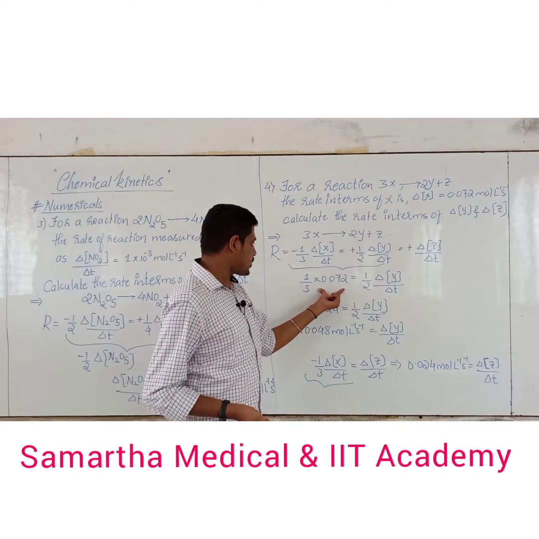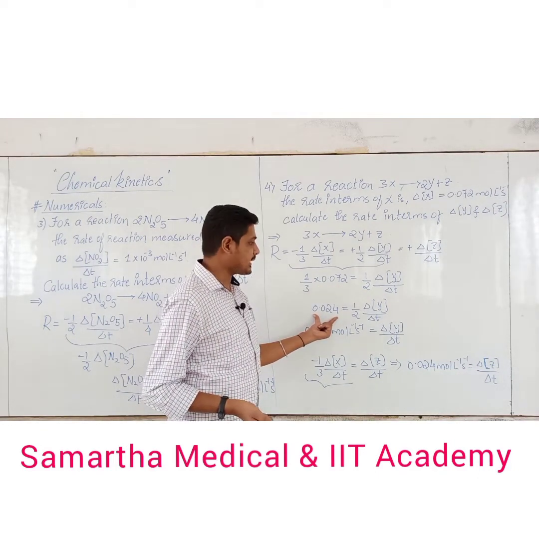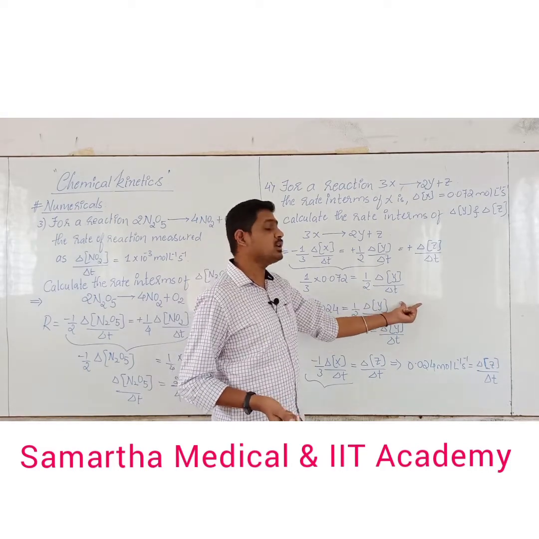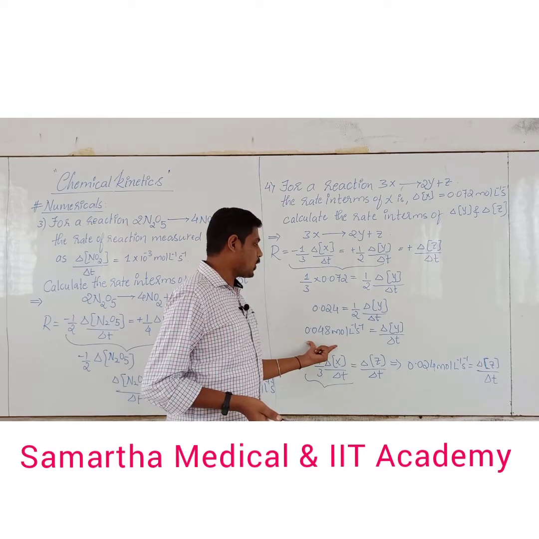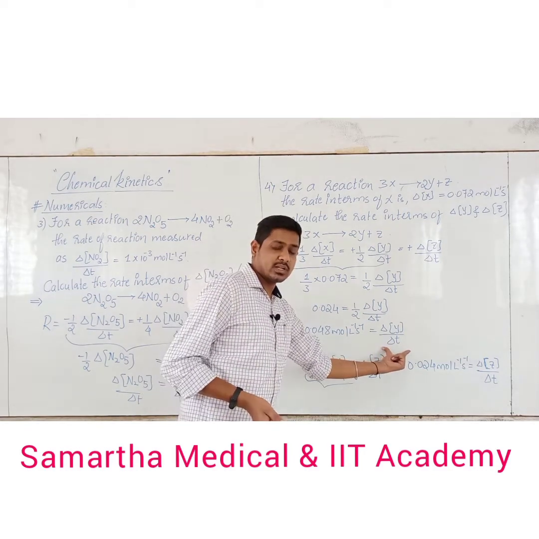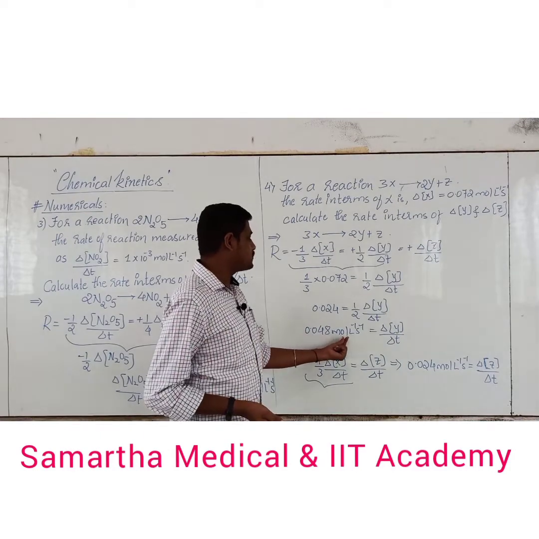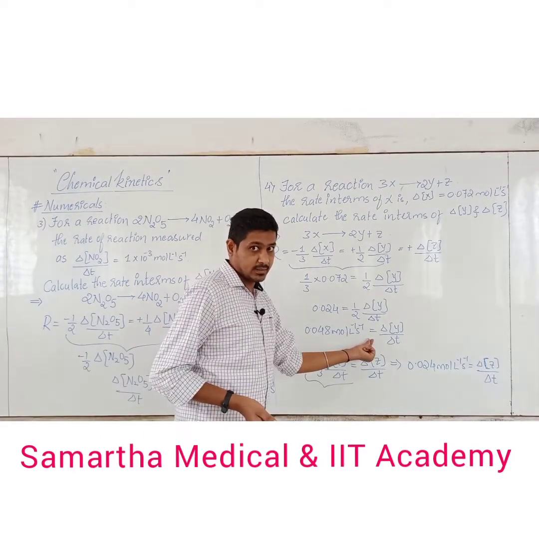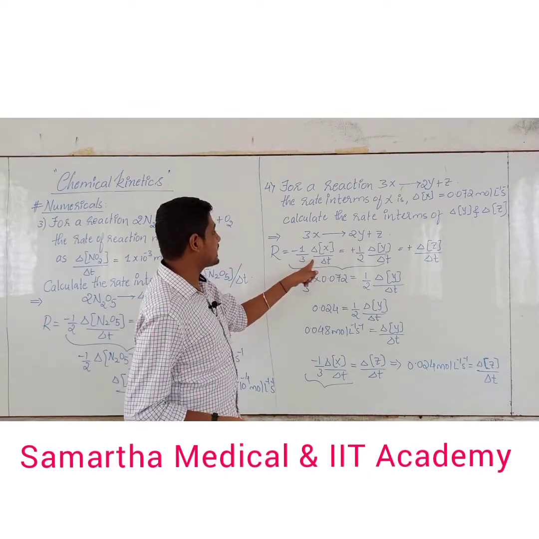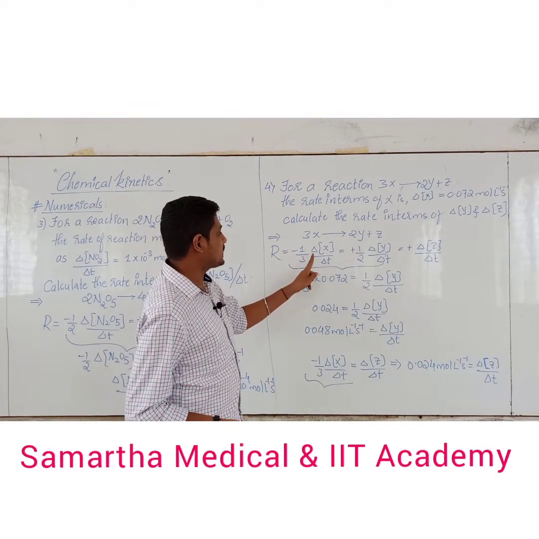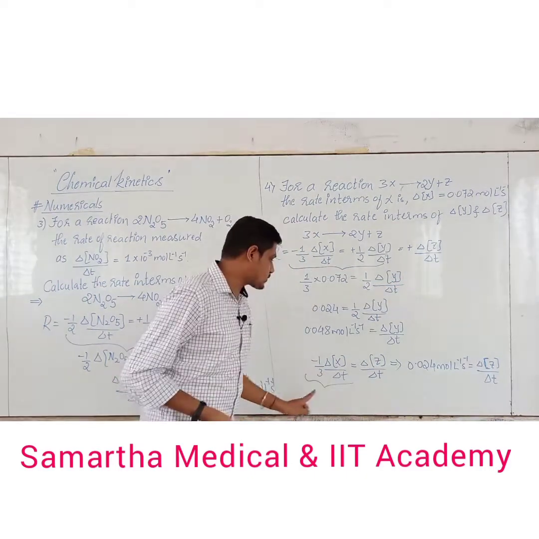So on solving, I will get 0.024 moles per liter per second is equal to half of the rate of Y here. So take 2 this side, so we will get how much in terms of Y? The rate of the reaction in terms of Y is how much? 0.048 moles per liter per second in terms of Y. Next, in terms of Z, means now you have to equate the rate of disappearance of this with the rate of appearance of Z.